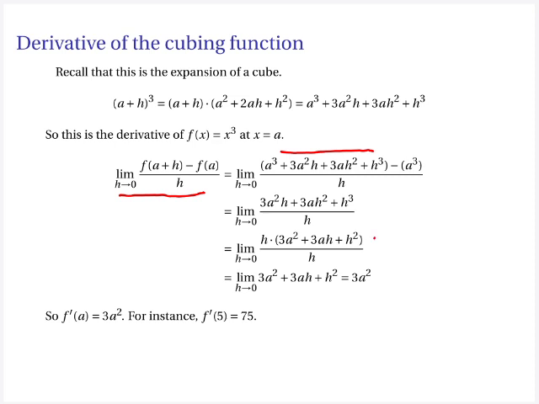And when you go to cancel the h's, then the only thing that's left is the 3a squared, because this one's got an h, so its limit is 0. This one's got, in fact, 2 h's, so its limit is 0. And so the derivative at a is 3a squared. So we have a formula for the derivative of the cube, and it's convenient. And as an example, f prime, the derivative at 5 is 3 times 5 squared, 3 times 25, so 75.